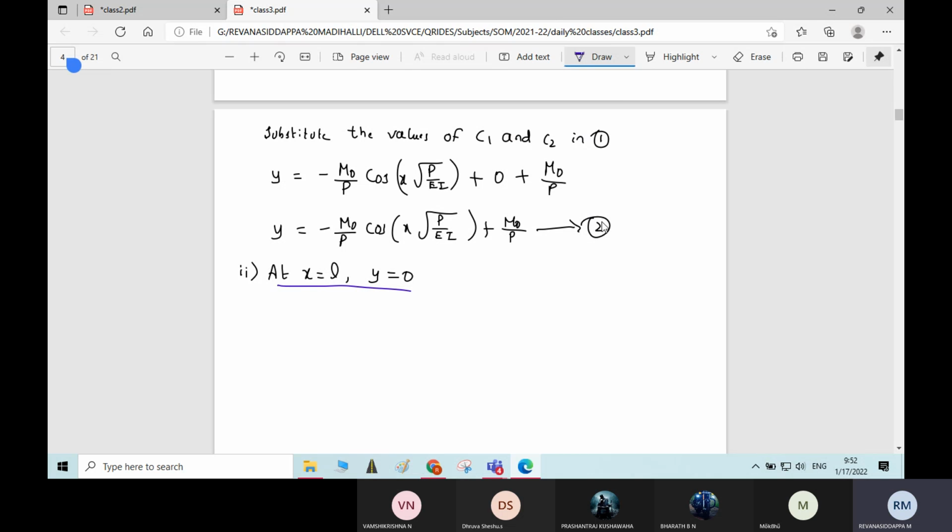What we have done initially, we have taken the first boundary condition. From the first boundary condition we obtained the values of constants C1 and C2. Then we substituted the values of C1 and C2 in equation 1 and got a modified equation, equation number 2. Now for this equation 2, we apply the second boundary condition, at x equal to L, y equal to 0. Now substitute x equal to L and y equal to 0.